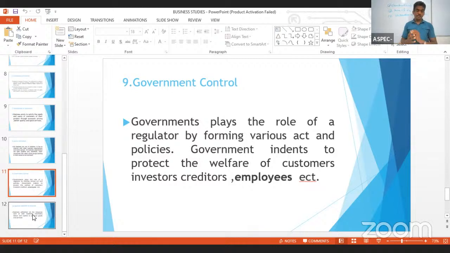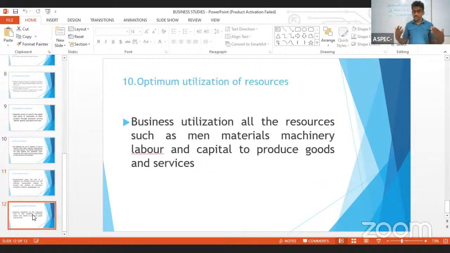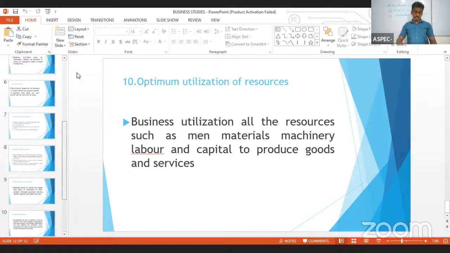Then optimal utilization of resources. Business uses resources to produce goods and services to satisfy human needs and wants. In nature, resources are scarce, lacking when compared with human wants. What does business do? Business makes maximum utilization of resources such as men, material, machinery, labor, and capital to produce goods and services. These are the characteristics of the business.